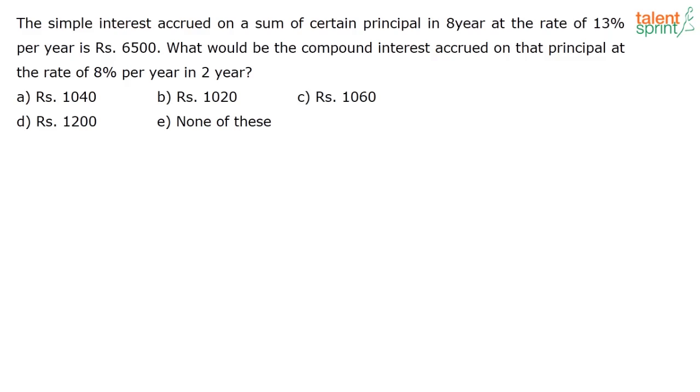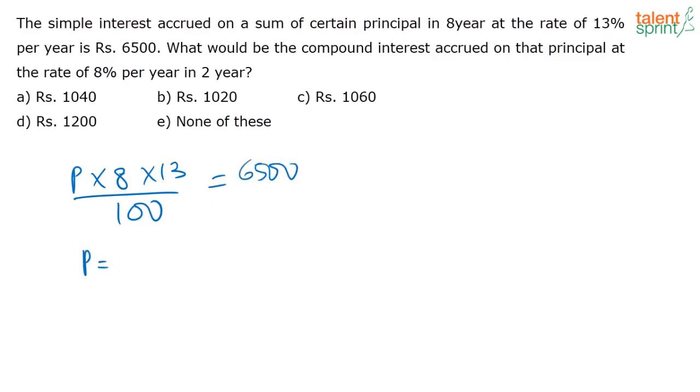So, what is given? The simple interest accrued on a sum of certain principal. There is some principal and I am investing this principal for 8 years at the rate of 13%, that is 13 by 100, and I am getting a simple interest of 6,500. So from this I can find P, right? P is nothing but 6,500, 13 will directly go, this is 500, correct? So P is 50,000 by 8. I am just going to keep it as such, not simplify it.